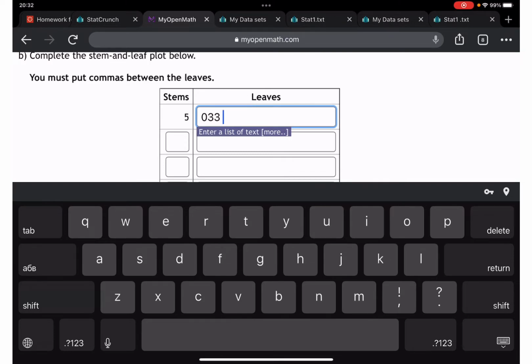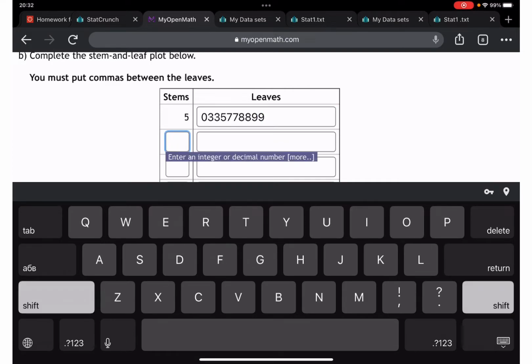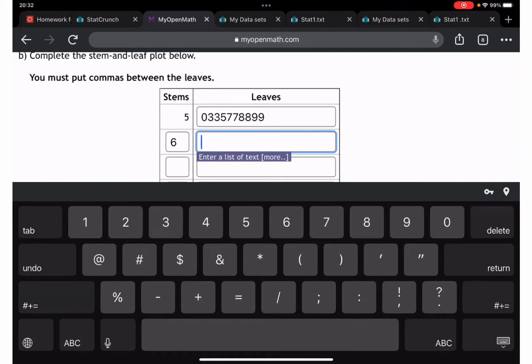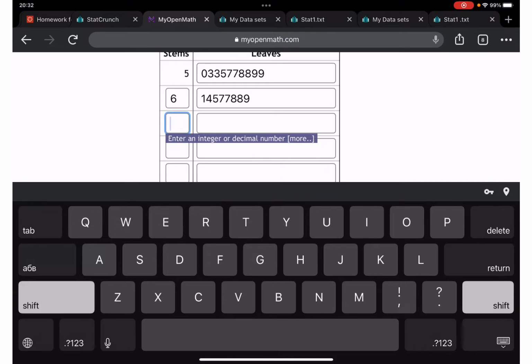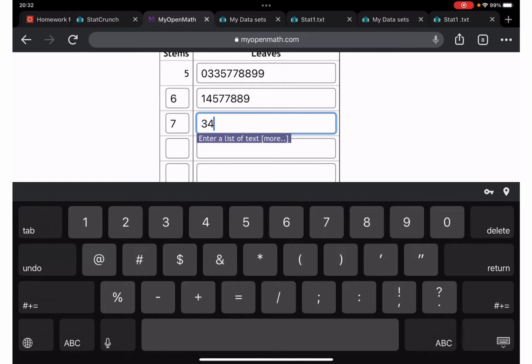Then it's gonna be 5, 7, 7, 8, 8, 9, 9. Next is gonna be 6, the stem. Leaf is gonna be 1, 4, 5, 7, 7, 8, 8, 9. Okay, next is gonna be 7. And here we get 3, 4, 4, 5, 9.